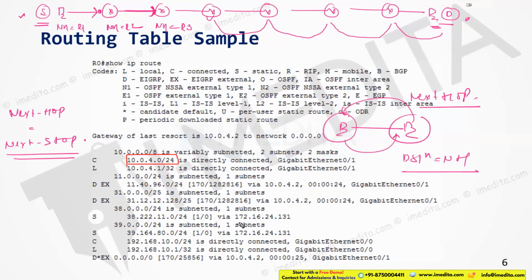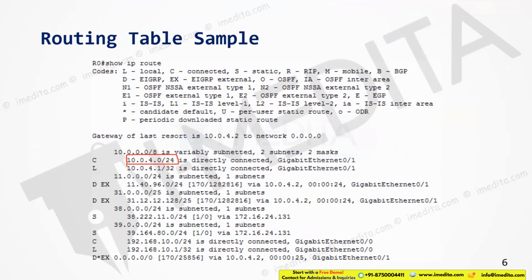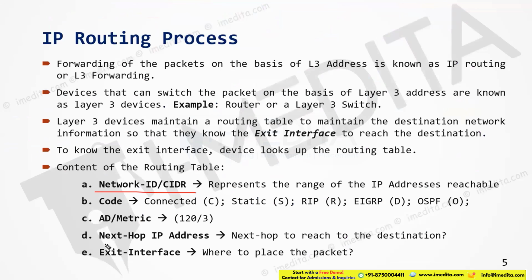So that next hop IP, what is the IP address of this interface? That IP will be the next hop from the point of view of router 1, router 2, router 3, router 4. So that next hop information is also maintained in the routing table. In the routing table, we will have that next hop information maintained as well.